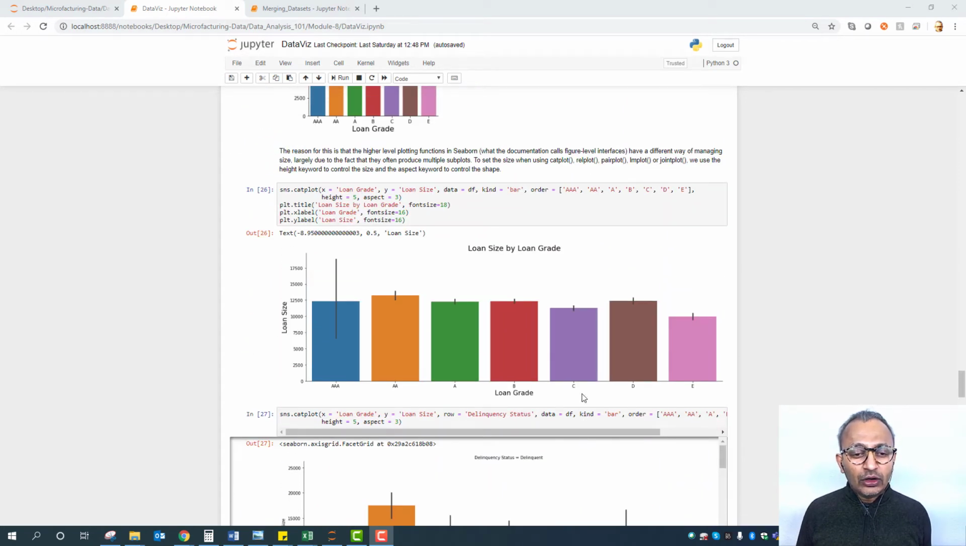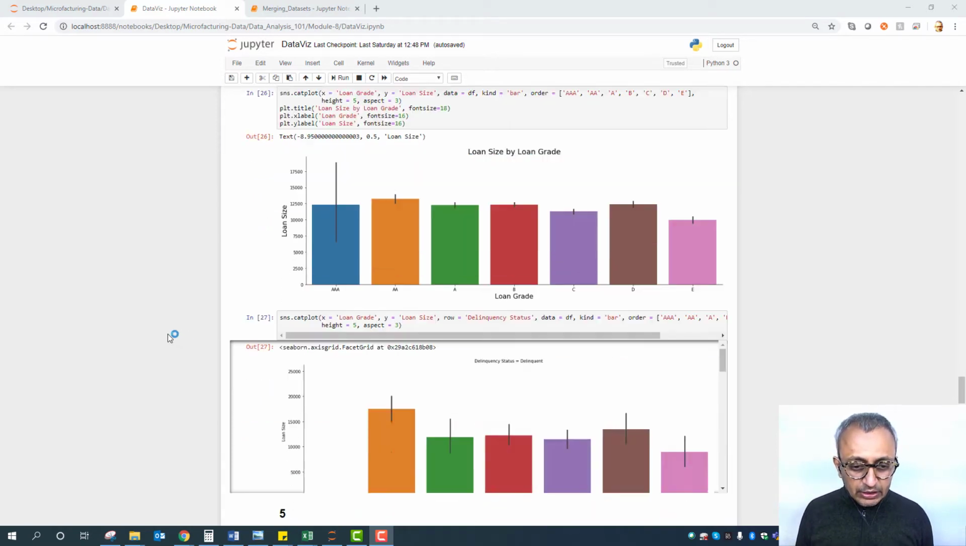So we looked at this loan size by loan grade. When we did this cat plot, we are plotting the average loan size by loan grade, and you see this weird thing on top of each bar. What do they represent, or what is this plot telling us?